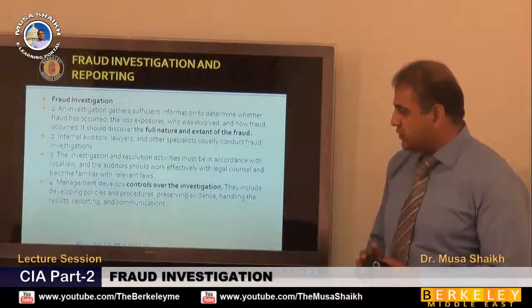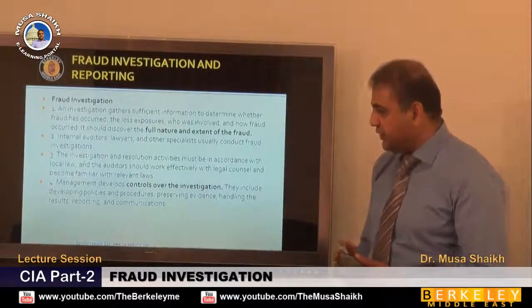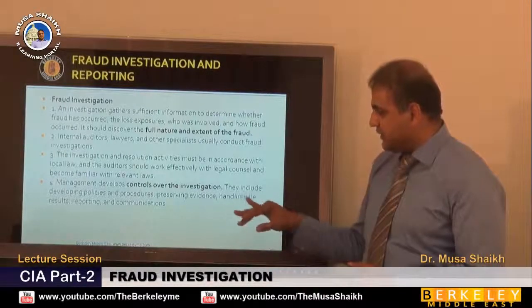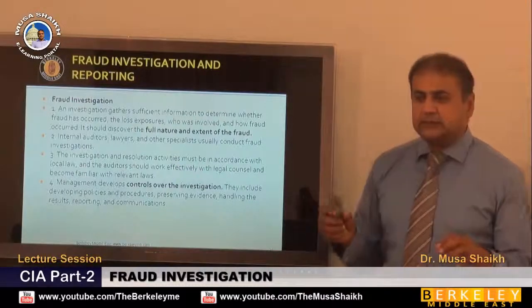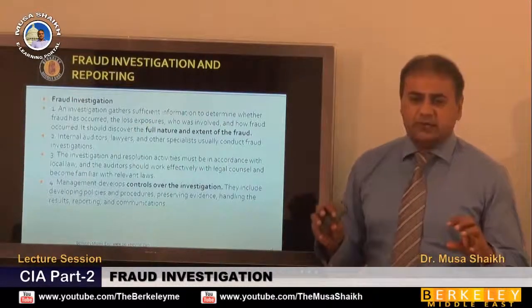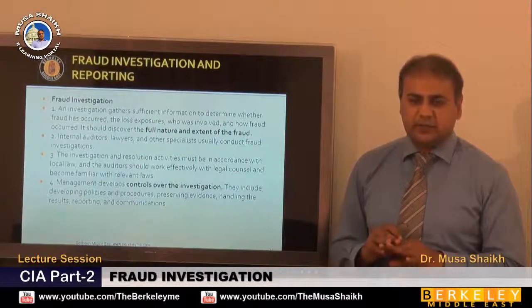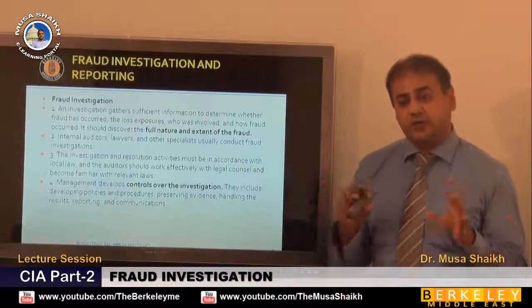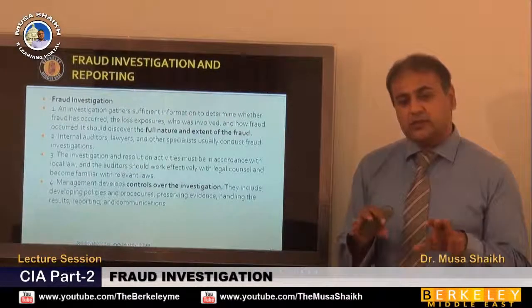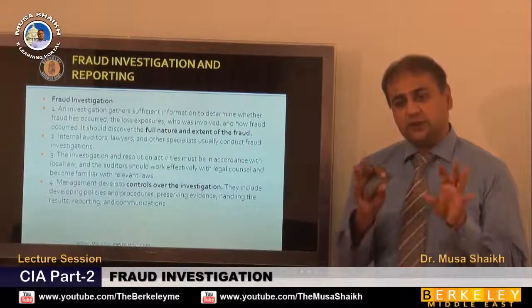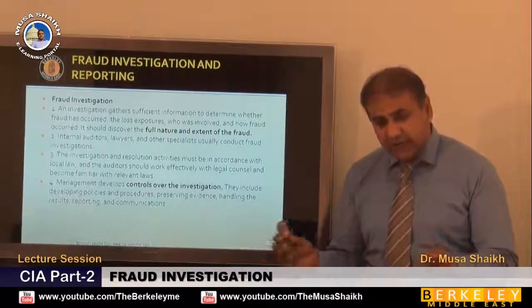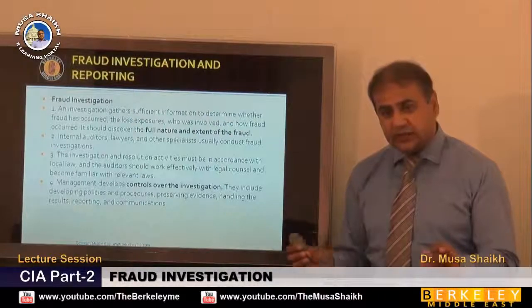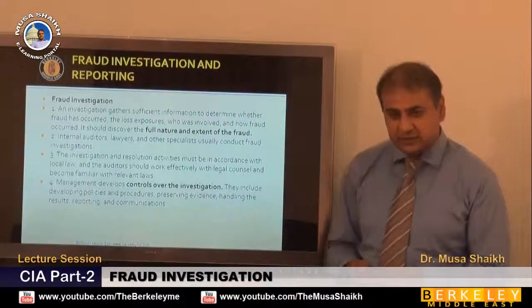Management develops control over the investigations. They include developing policies, preserving evidence, handling the results, reporting and communication. So again, identifying and protecting the company is the responsibility of management. Putting an internal control system in place is the responsibility of management. The auditor is checking the compliance, where we are adhering and where we are not adhering, these things in general.